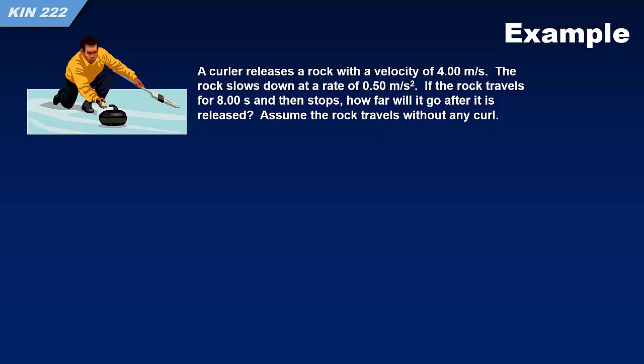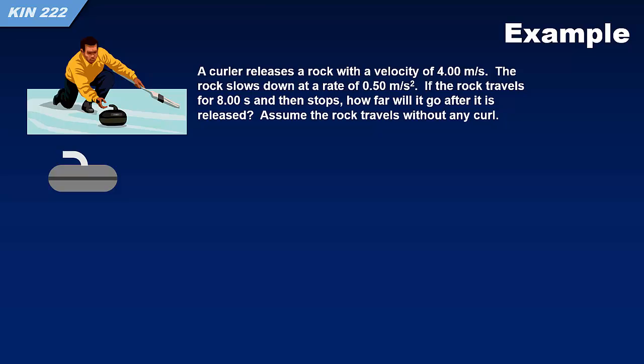When we're solving a problem like this, it's always good to start with a diagram and a coordinate system. So here's our rock, and in this case, we're only talking about one axis down the sheet of ice, but we do need to set up a coordinate system.